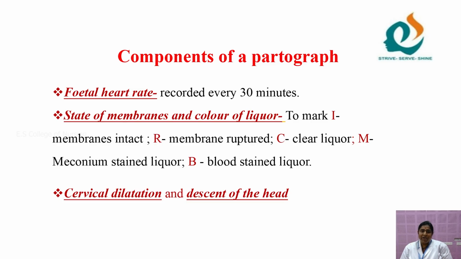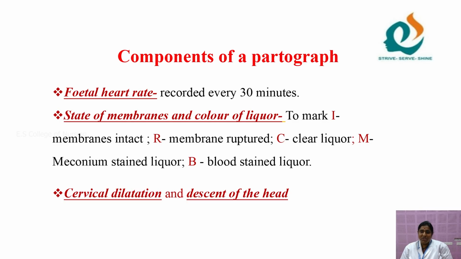And the next one is state of membrane and color of liquor. State of membrane is nothing but whether the membrane is ruptured or not ruptured. If the membrane is ruptured, it is the main role of the nurse to know two things: the color of the liquor and whether there is a cord prolapse. You have to do the PV examination and identify.